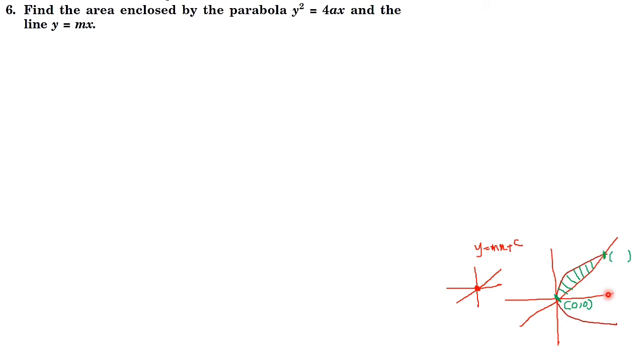Point of intersection x value we don't know. That we have to calculate. This is a rough plan. Okay. So what we are going to do is, let's take the given function, parabola y square equal to 4ax.